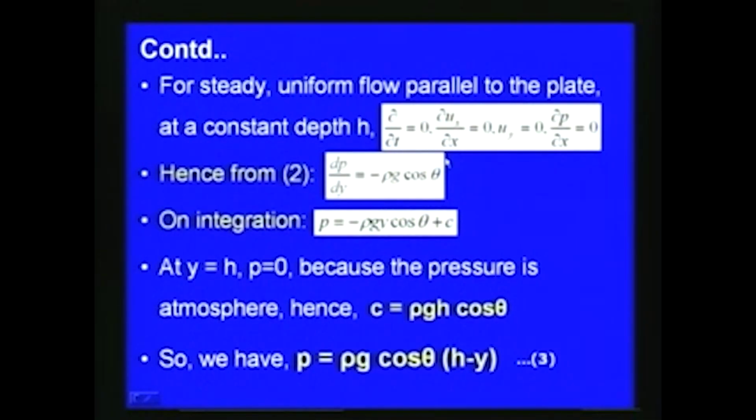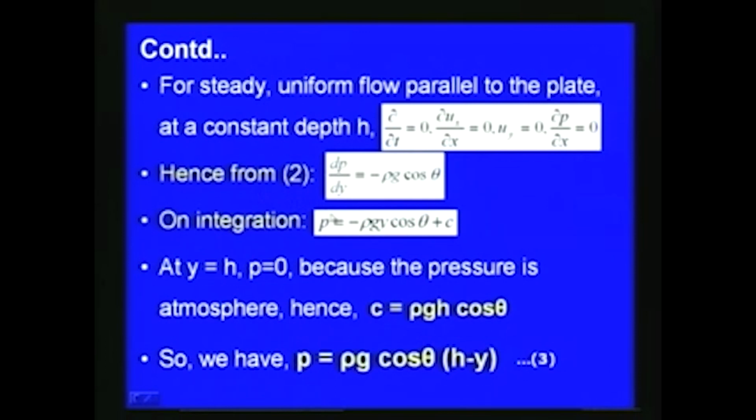So, now our aim for this problem is to find the velocity distribution ux. Here you can see that the equation is in terms of d square ux by dy square. As we did in the previous case, we will see what the boundary conditions are and then go for integration so that we get the expressions for the pressure and velocity. For steady uniform flow parallel to the plate at a constant depth h, we have already seen that del by del t is equal to 0, del u by del x is equal to 0, uy is equal to 0, and dp by dx is equal to 0.